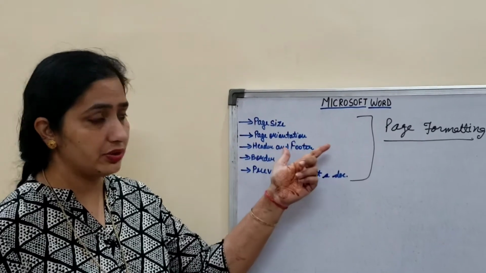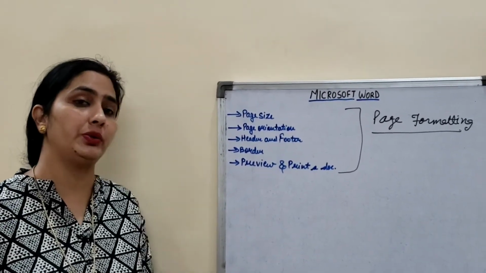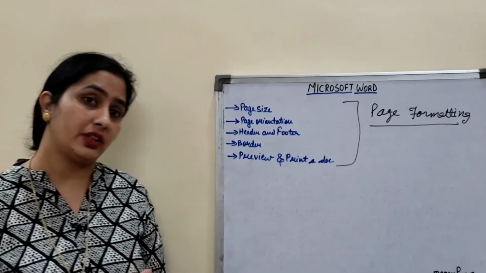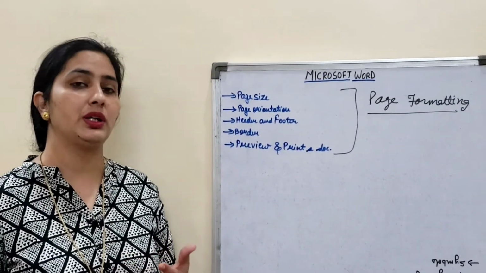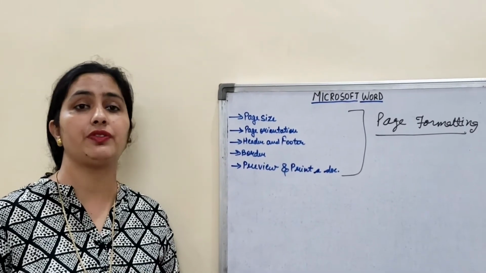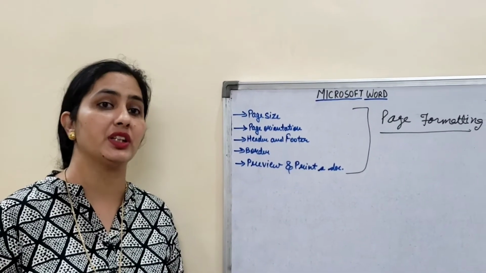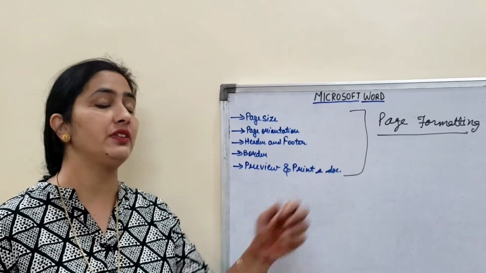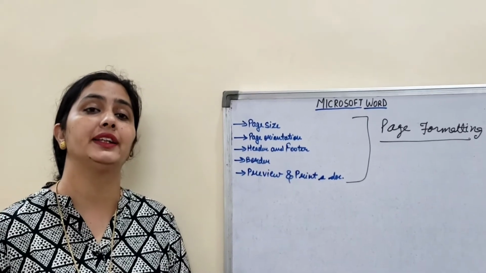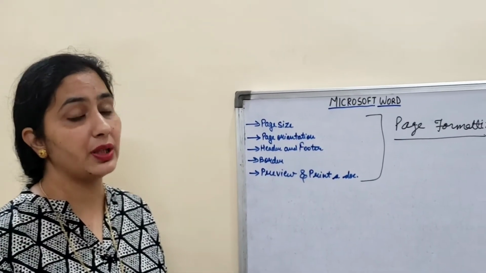In today's class we are going to start with page formatting. Page formatting we do after applying character formatting and all the margins and indents. Now, after applying each and every formatting to our text, page formatting is what we use whenever we want the hard copy of our document, which we apply on the pages.